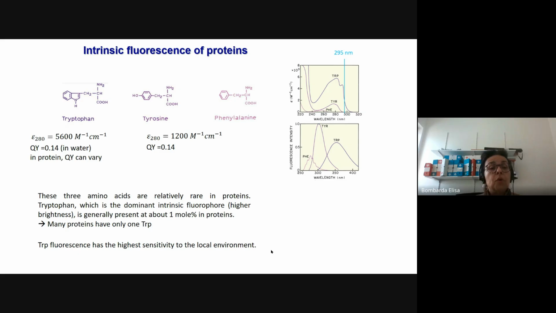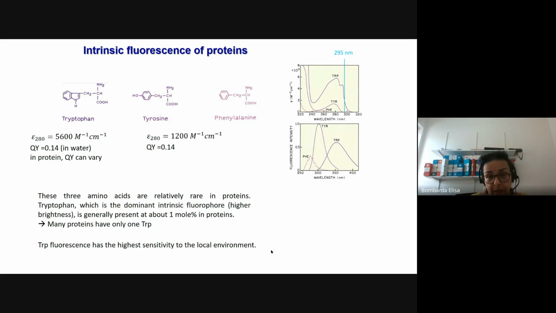Okay, so yeah, when we were talking about probes in general yesterday, we were saying that we can distinguish between two categories of probe: the intrinsic, in case of a biomolecule, you can have intrinsic fluorophore, and you can have extrinsic fluorophore.